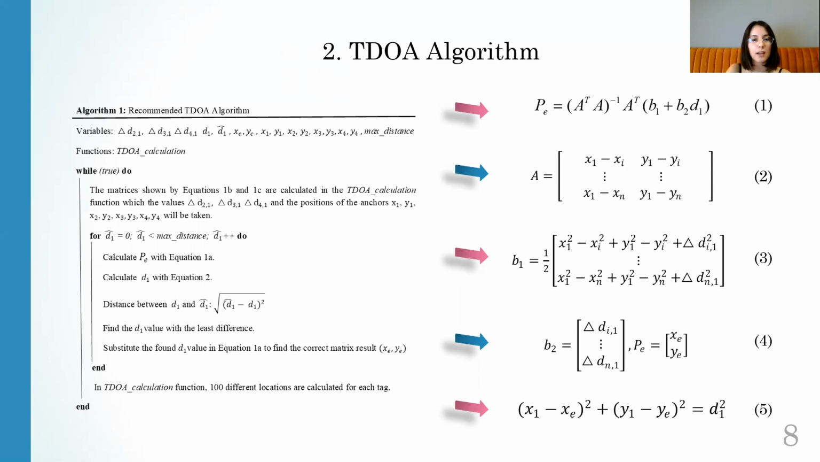First, set a variable tilde D1 with an initial value of 0 and use it as an estimate value of D1. This value is increased by small values up to the distance value between two vertex anchors called max distance in a loop. Tilde D1 value is substituted for the D1 value in equation 1, and equation 5 is calculated with the xe and ye values obtained from the equation 1. In a loop, the correct location is calculated in equation 1 by using the D1 value that is found closest to tilde D1.